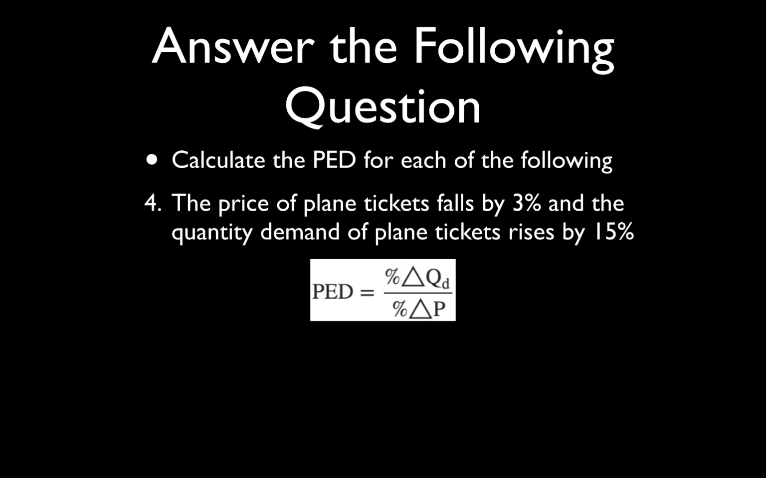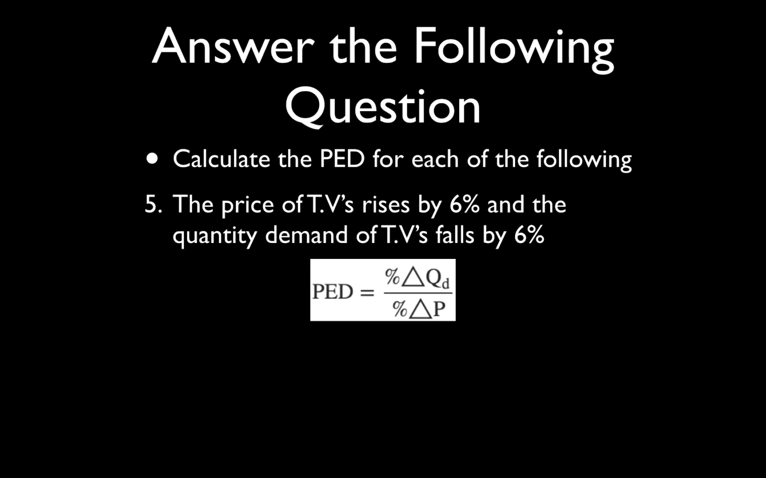The price of plane tickets falls by 3%, and the quantity demanded of plane tickets rises by 15%. So the percentage change in quantity demanded was 15%, and the price of tickets falls, so that's minus 3. So it's 15 divided by minus 3, which equals minus 5. And the last question in this series, the price of TVs rises by 6%, and the quantity demanded of TVs falls by 6%. So the percentage change in quantity demanded is minus 6%, and the percentage change in price is plus 6%, to give us a PED of minus 1.